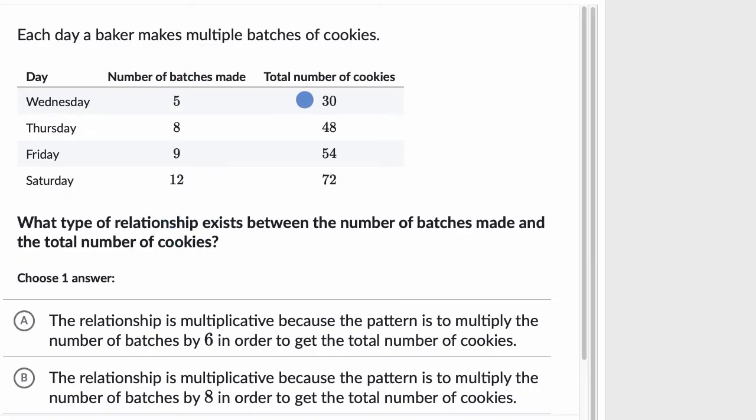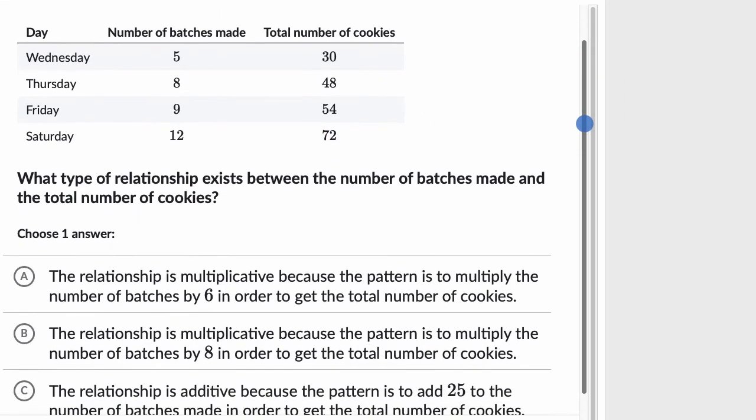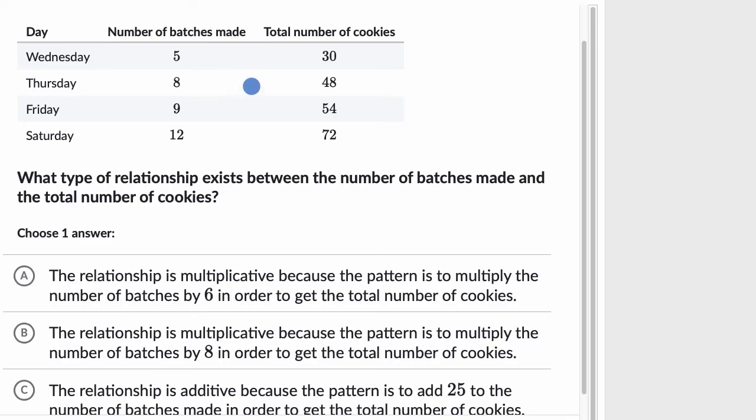To get from 5 to 30, you could multiply by 6. 8 times 6 is 48. 9 times 6 is 54. 12 times 6 is 72. So it's pretty clear that it is multiplicative. You could try to add the same amount to these, but you're not. If you say 5 plus 25 is 30, but 8 plus 25 is not 48.